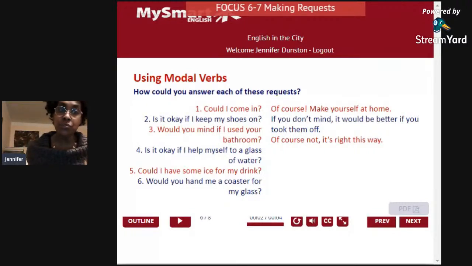This is something important to remember. If someone asks you, would you mind? The yes is negative. Would you mind? Of course I wouldn't mind. Go ahead. The bathroom is right this way.